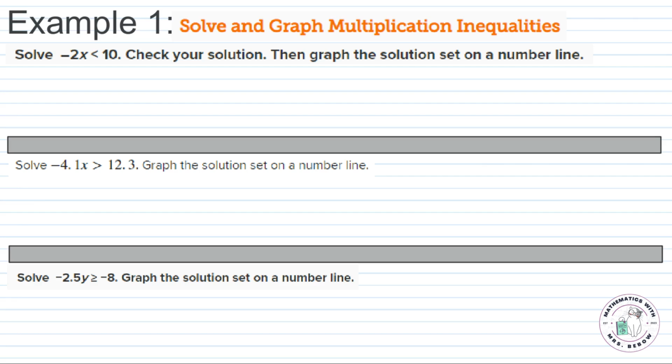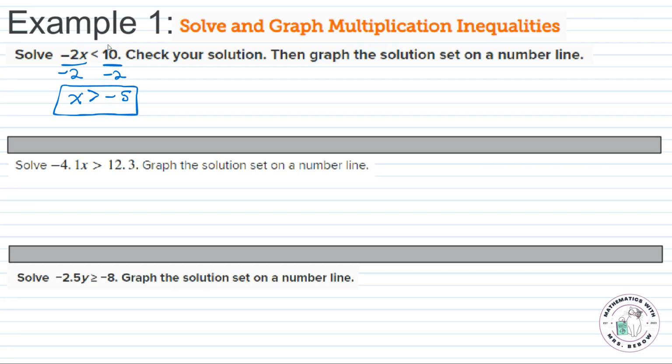-2x is less than 10. To undo multiplying by -2, we're going to divide by -2. But if we find ourselves writing, ooh, I'm dividing by a negative, you need to reverse your symbol. So this is now going to say x is greater than -5. To check our solution, we just need to pick a value that's greater than -5. Let's say I pick -4. -4 is bigger than -5 since it's closer to 0. So -2 times -4 is going to end up being +8, and +8 is less than 10, right?